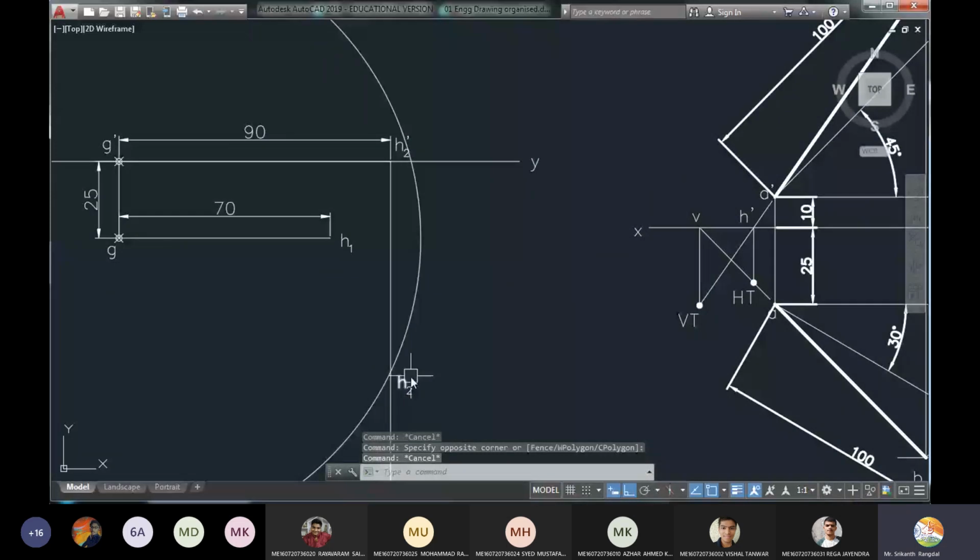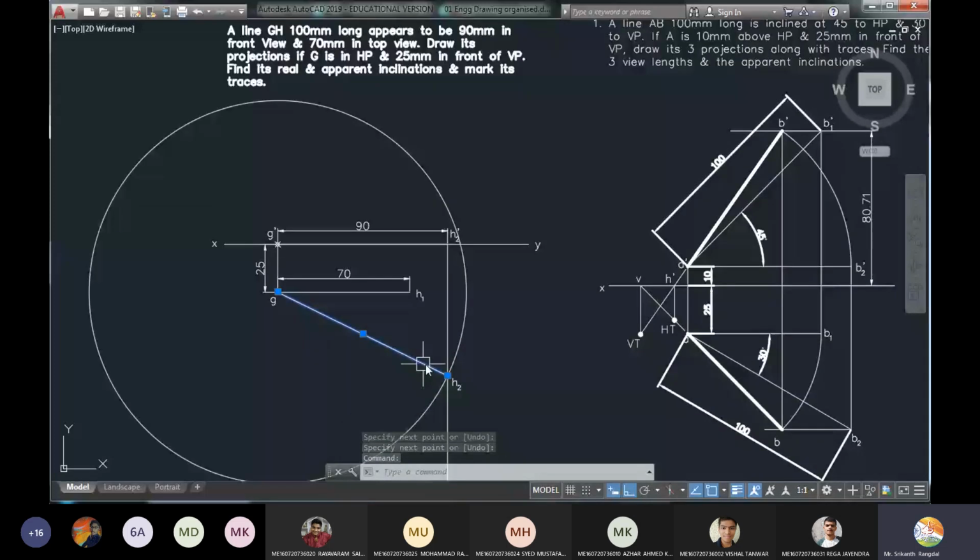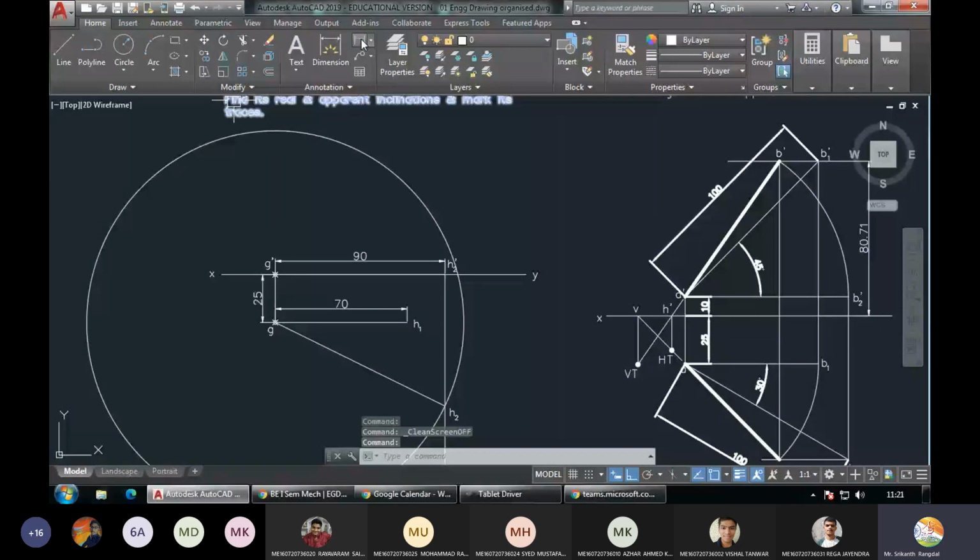Now take a line and join this point with this point. What is this length? This length is the same as the radius of the circle, and hence its length should be 100. Correct.